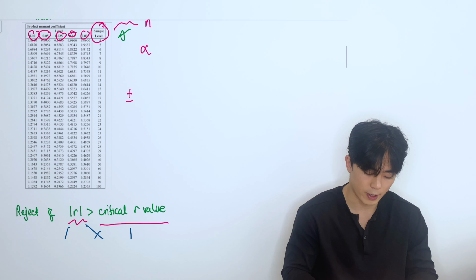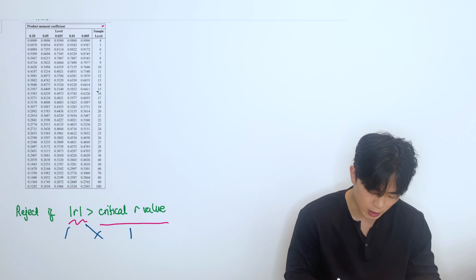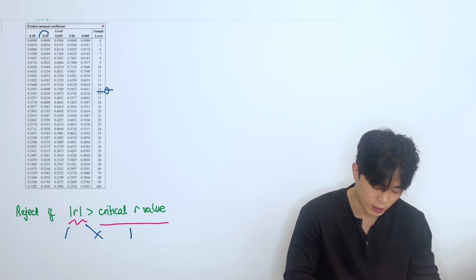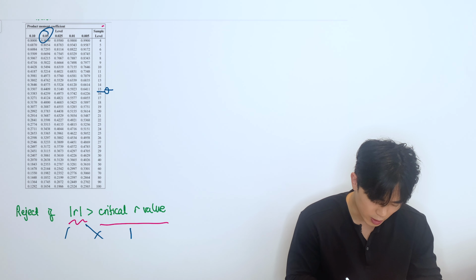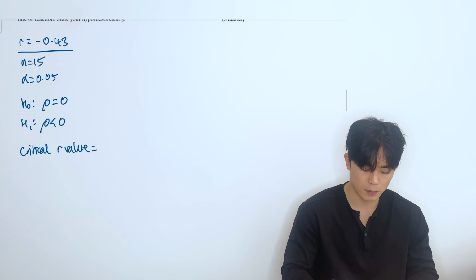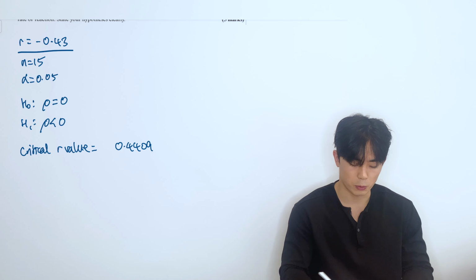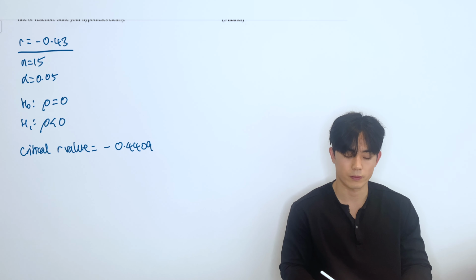So we can go back up here and then look for when n is 15, hit this value here, and when alpha is 0.05. And as you should notice, we get 0.4409. So the critical value is going to be 0.4409. But because we're looking at a negative correlation, we can just write a negative sign in front of it.